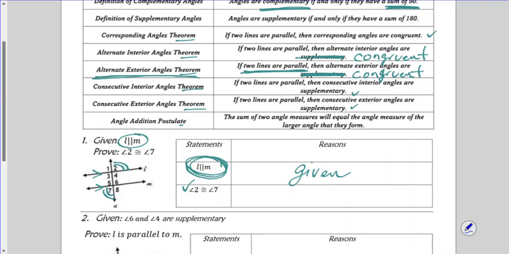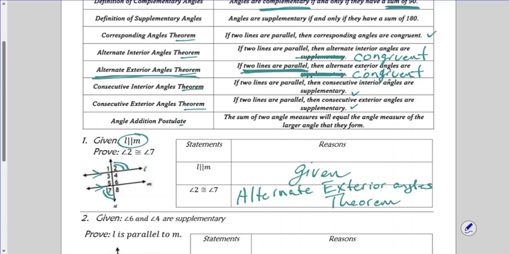L and M are parallel. That's what this is saying. That's the beginning of this statement. Two lines are parallel. Then I can conclude alternate exterior angles are congruent. That's exactly what I'm saying here. These two alternate exterior angles are congruent. So, by the alternate exterior angles theorem, I'm justified in making that step.